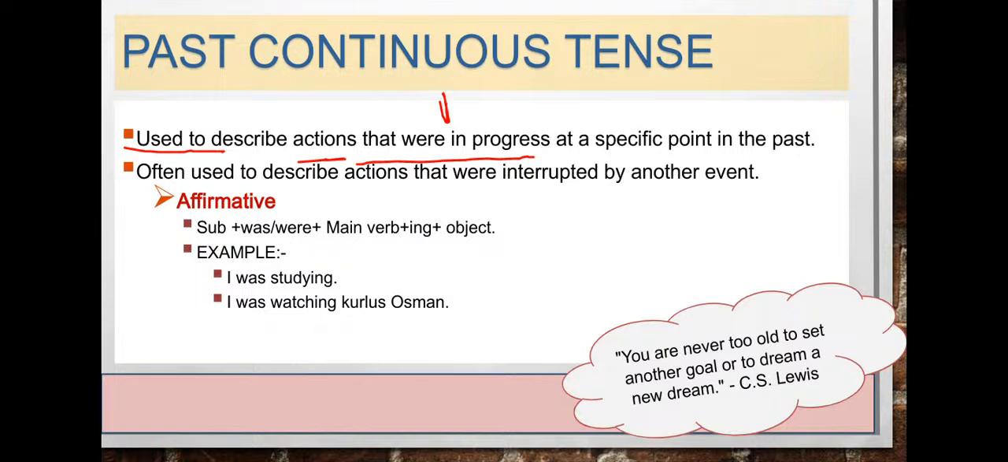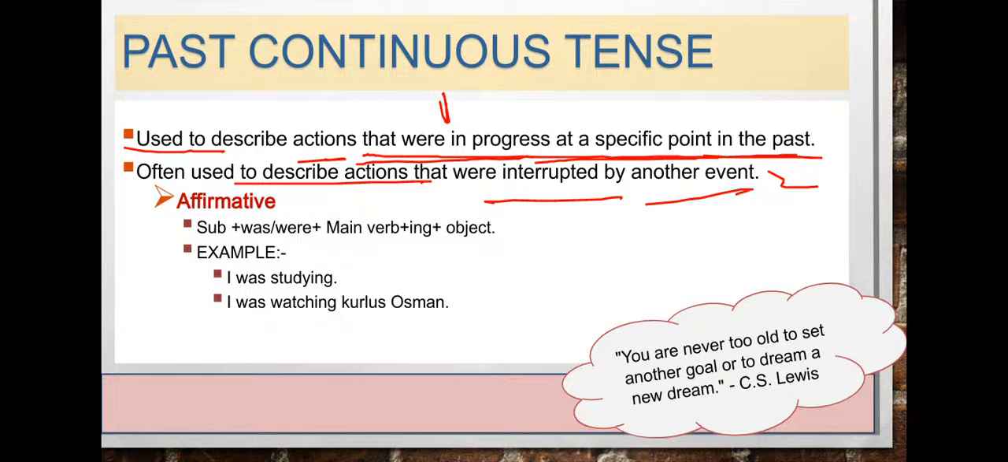One, actions that were in progress at a specific time. This is the one point in the past, and often used to describe actions that were interrupted by another event. Sometimes this is another one. Now I will be telling you about actions that were in progress in the past. Actually, what happened is that something was in progress in the past and recently it has ended. This is the actual case. It has ended, just like I will be giving an example.